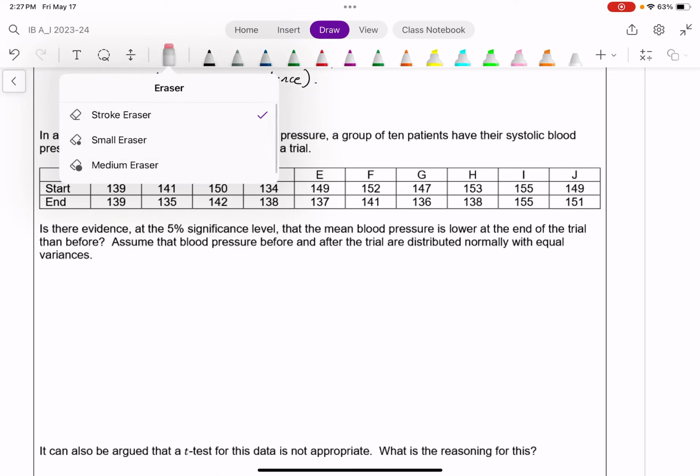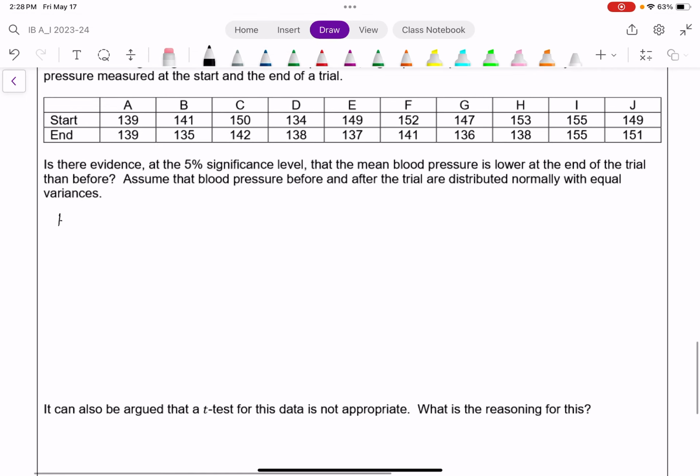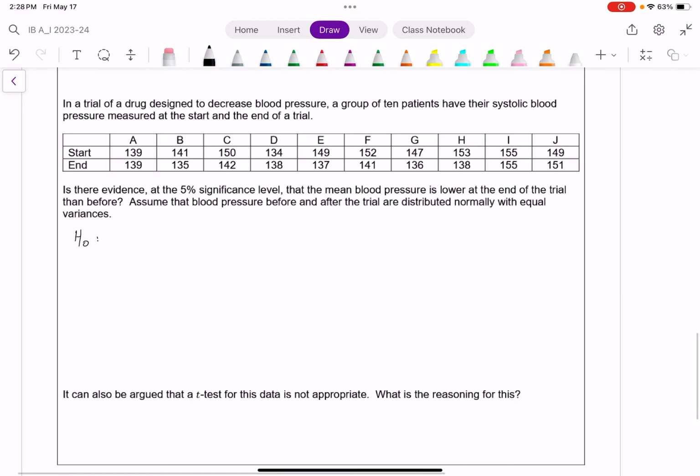So with that said, similar to before, I need to make my two hypotheses, and I always start with the null hypothesis. The null hypothesis is that this drug will not significantly lower the blood pressure. I can say that by saying mu1 will equal mu2, because if the two averages are the same, it's not made a difference. And at some point, we're going to compare the mean of the start to the mean of the end.